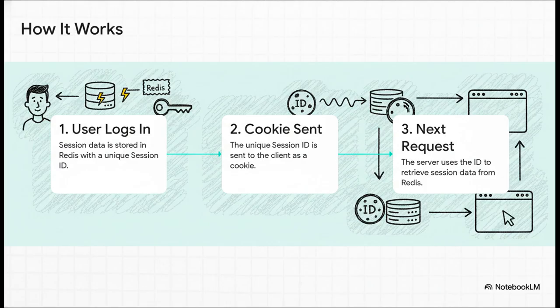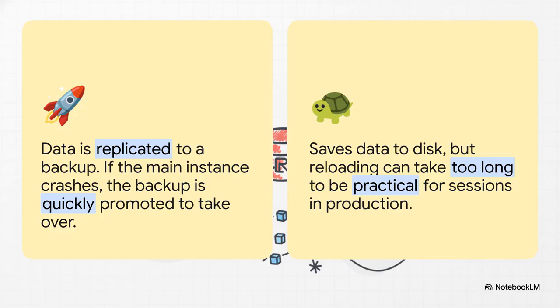You give it a unique session ID. Then you just send that ID back to the user's browser as a little cookie. Now, for every future request, it doesn't matter which of your servers get it. The server just grabs that ID from the cookie, asks Redis, hey, who's this? And Redis instantly provides all the session data. Simple. But wait, there's a catch, right?